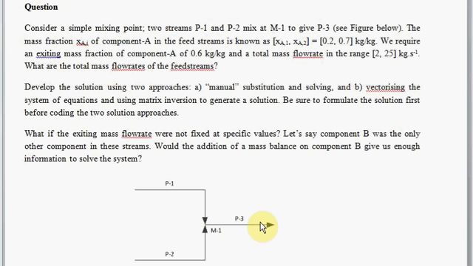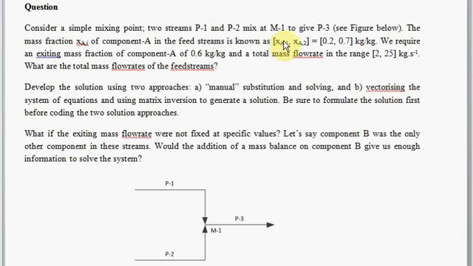So of course this is a very simple problem which we can solve by hand, so to say, but we're going to look today at solving it by vectorizing the resulting mass balances and using our matrix techniques to develop a solution there. Right, let's just make sure we've got all the information. So we are summarizing it here.